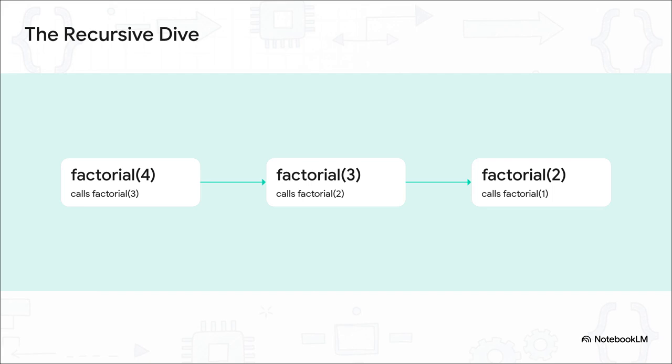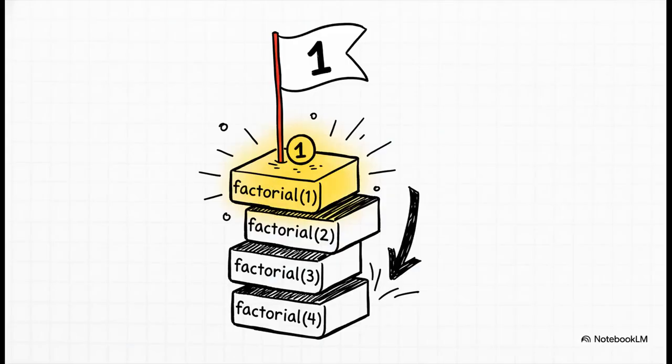When we call factorial of 4, the function basically says, I don't know that, but I do know it's just 4 times whatever factorial of 3 is. So it calls itself. Then factorial of 3 does the same thing. It calls factorial of 2. And this chain reaction keeps going down and down until we finally hit factorial of 1. And this is our base case. The function knows the factorial of 1 is just 1. It doesn't need to call itself anymore. It has a concrete answer. We've hit the bottom of the rabbit hole, and the chain of calls finally stops.